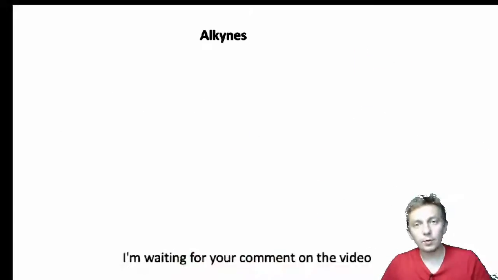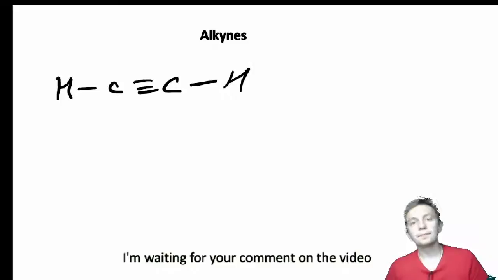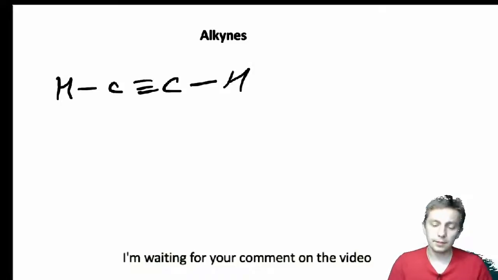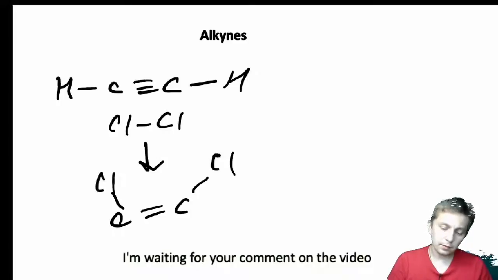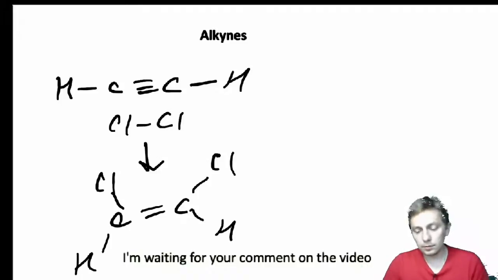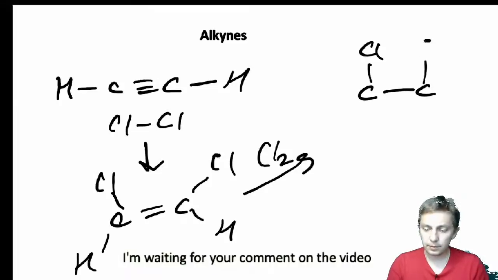Alkynes, more rare, but also important, are involved in addition reactions. And we have several options. At first, it can add chlorine, for example, forming dichloroethene. And we add more chlorine and form tetrachloroethane.